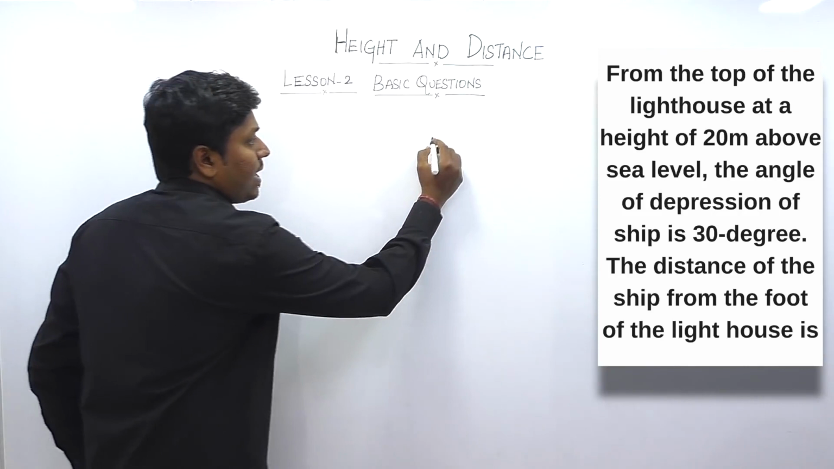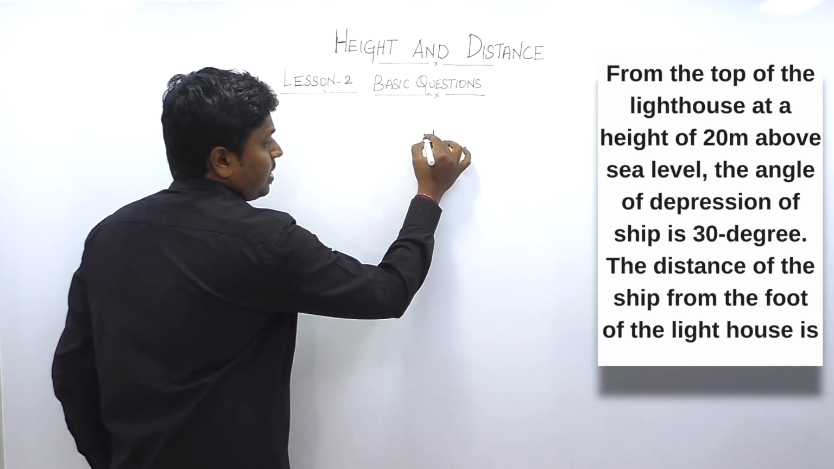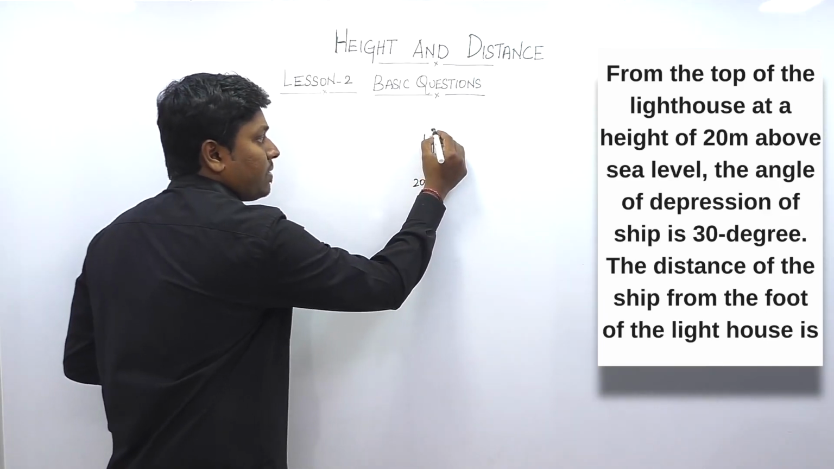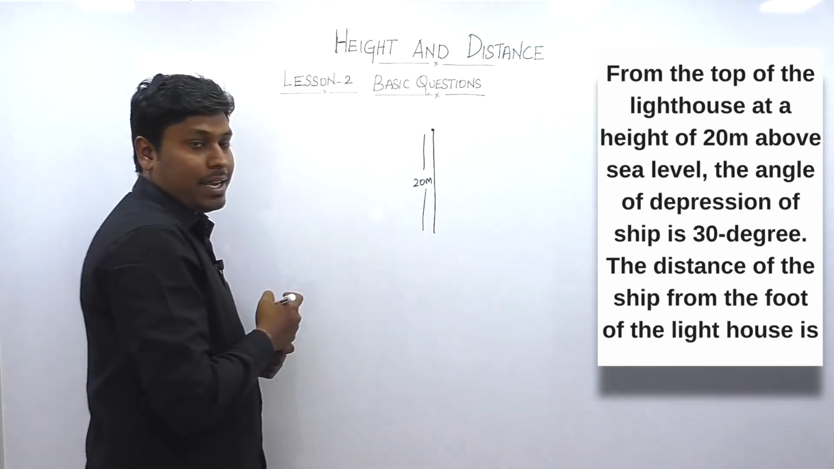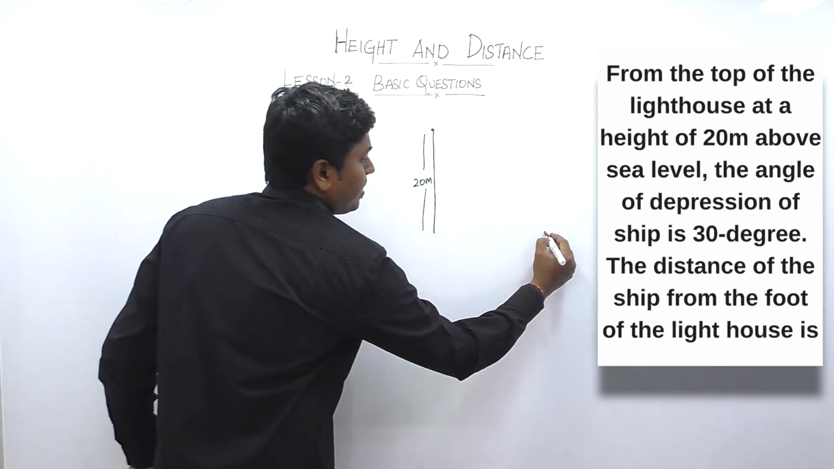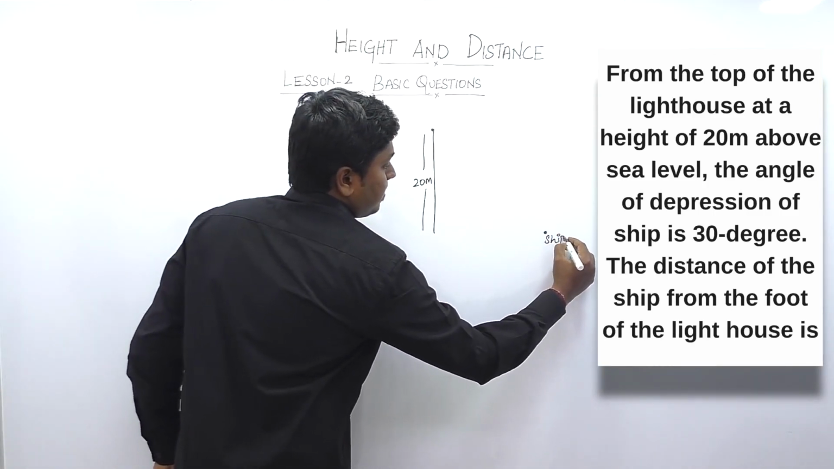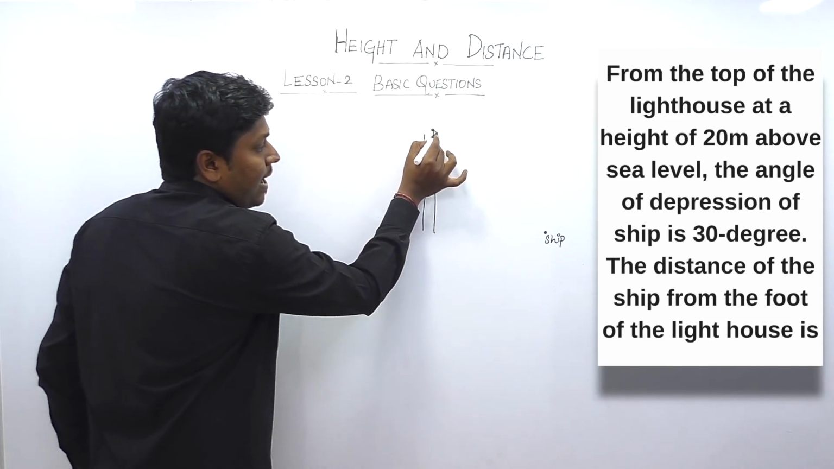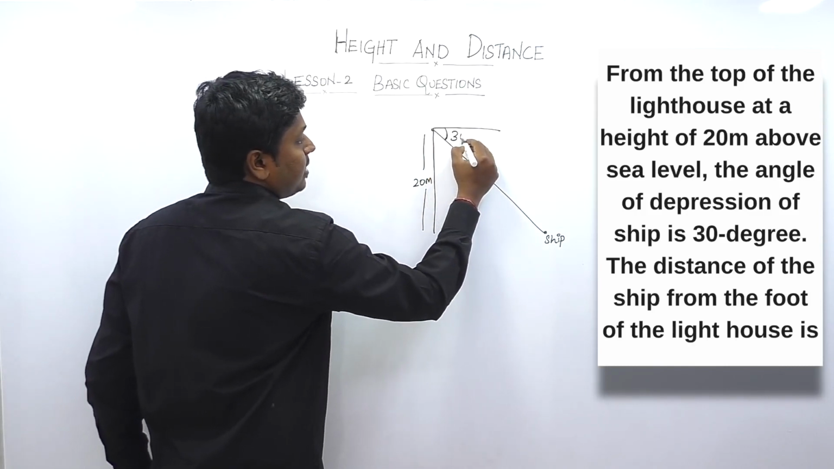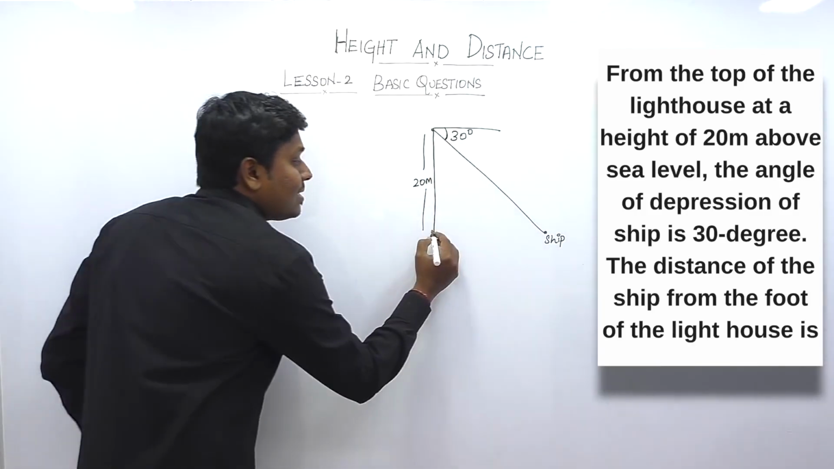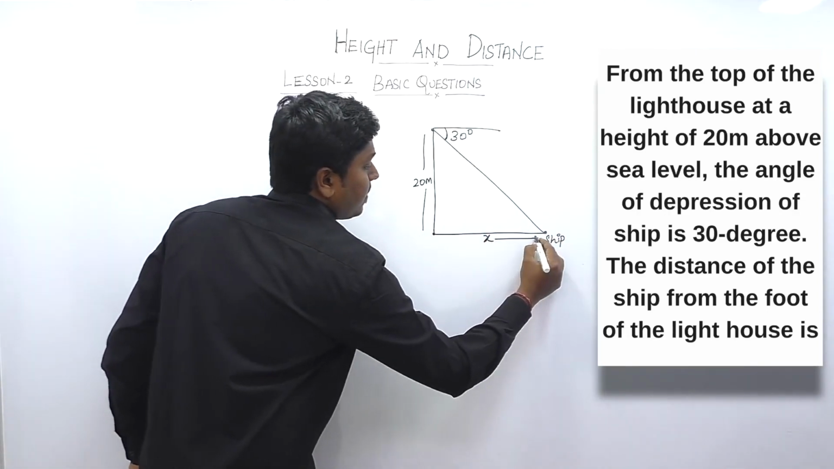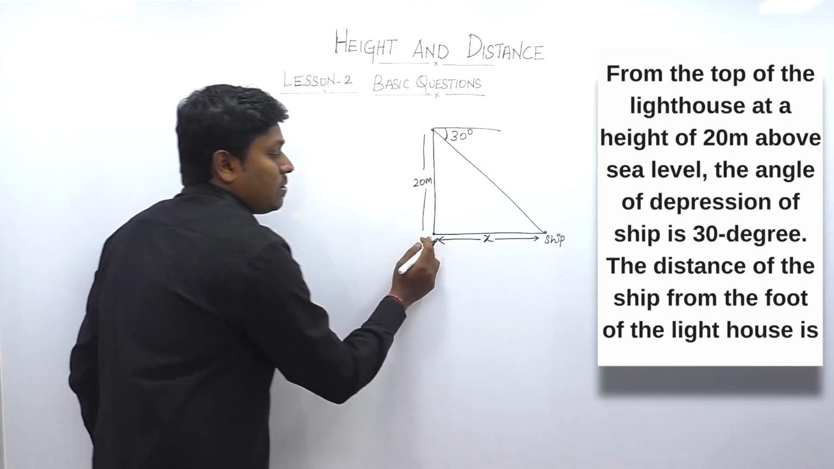So first of all, let me draw a diagram. Assume that this is the lighthouse, right? So the lighthouse will be 20 meter height. Okay, so from the top of the lighthouse, listen carefully, the angle of depression of a ship is 30 degree. Assume that there is a ship here, right? So from the top of the lighthouse, the angle of depression will be this angle. So this angle is 30 degree. So our target is to find the distance between the ship and the foot of the lighthouse.